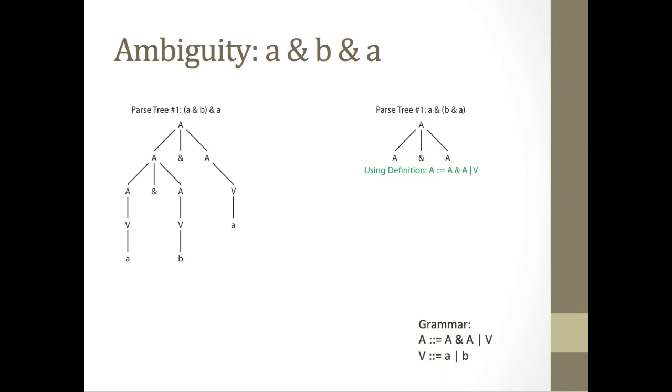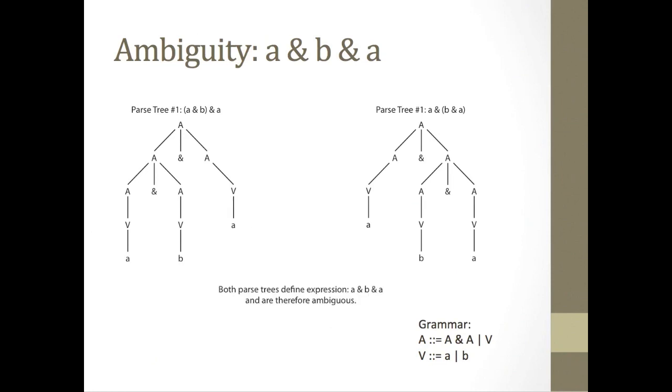Using the top definition of the grammar, we're able to expand the A into an A and A. Again, we're using the same definition and expanding each capitalized A into a capitalized V using the first definition once again, and using the last definition, expanding these V's into lowercase a's and b's in order to represent the A and B and A string in a different parse tree. As seen, both parse trees are different, although they are derived from the same single string A and B and A, and therefore the grammar used in this example is ambiguous.